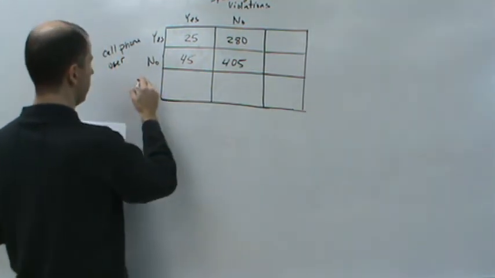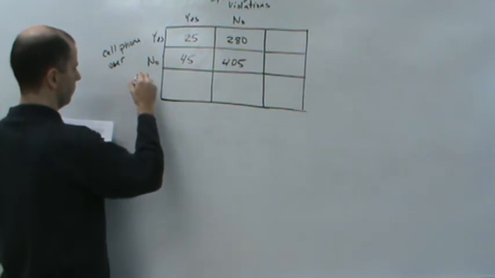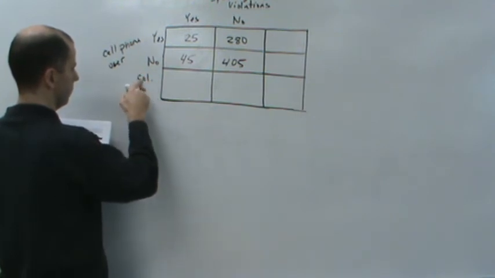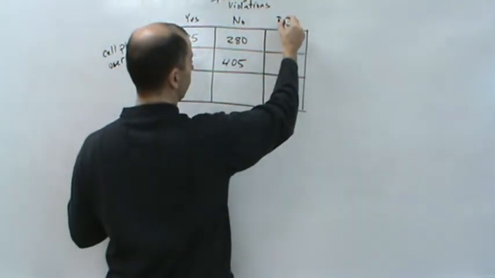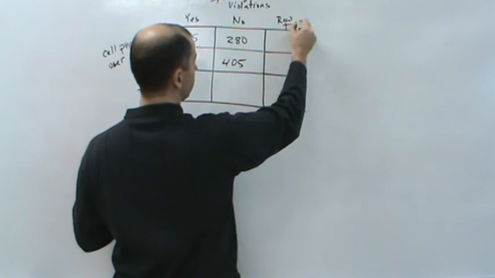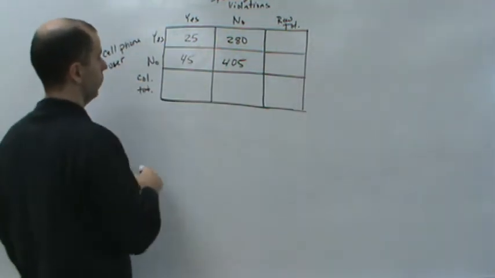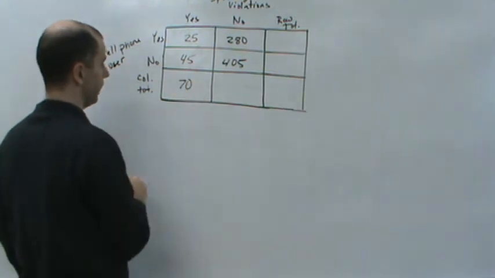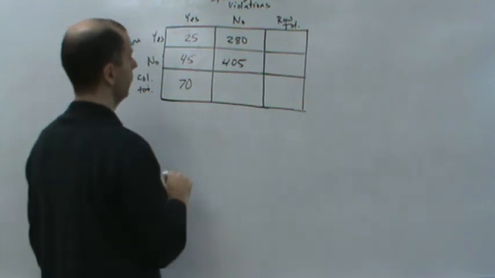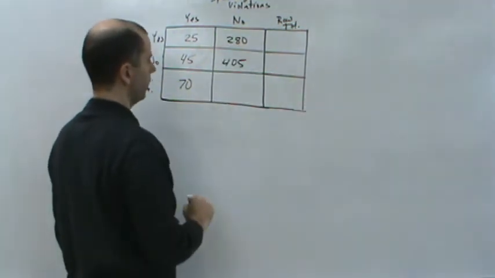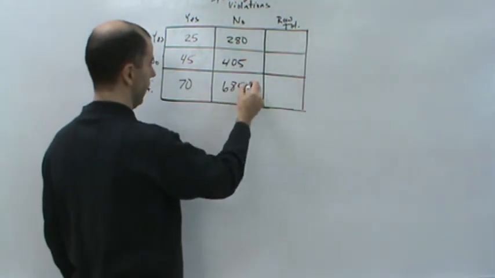And so this is going to be our column totals. And this is going to be our row totals. Okay? So now if we add up the columns here, well, we get 70 here. So that's the total of all the people that had speeding violations in the past year. And these are the column of people who didn't have speeding violations, so that's going to be 685.